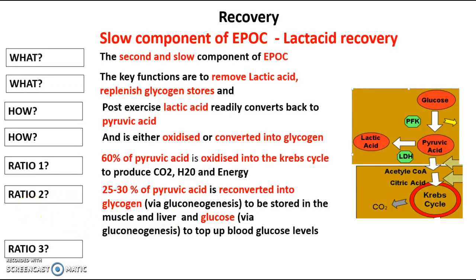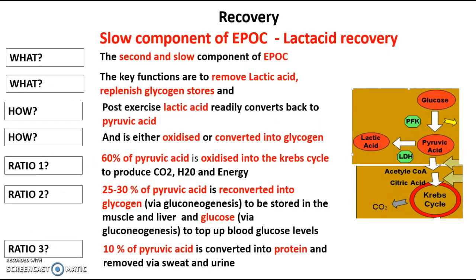So going on, the final bit then, we've got 60%, 25 to 30%, and then a final ratio, the leftover pyruvic acid. Where does that go then? Well, 10% of that pyruvic acid is converted into protein. And when we convert it into protein, we can remove it via sweat and urine in our recovery process. So have a quick look through that. The ratio is split into 3, so we have to look at the split of pyruvic acid into 3 separate percentages. That's that first section done then.